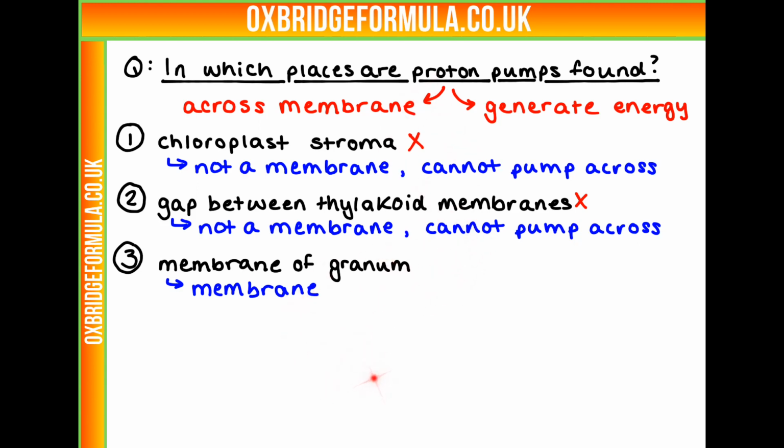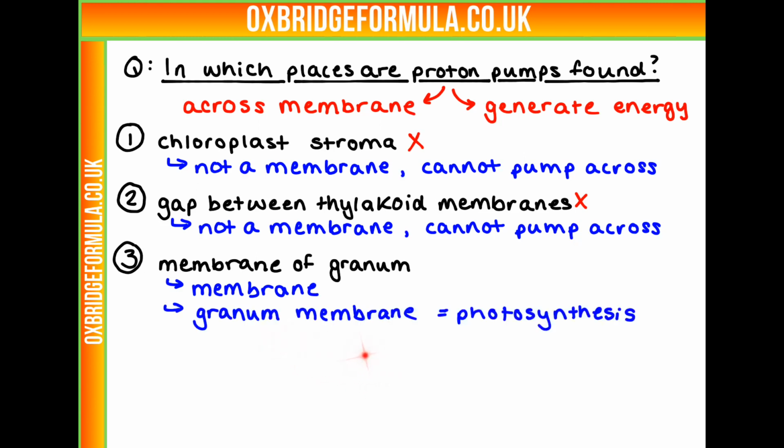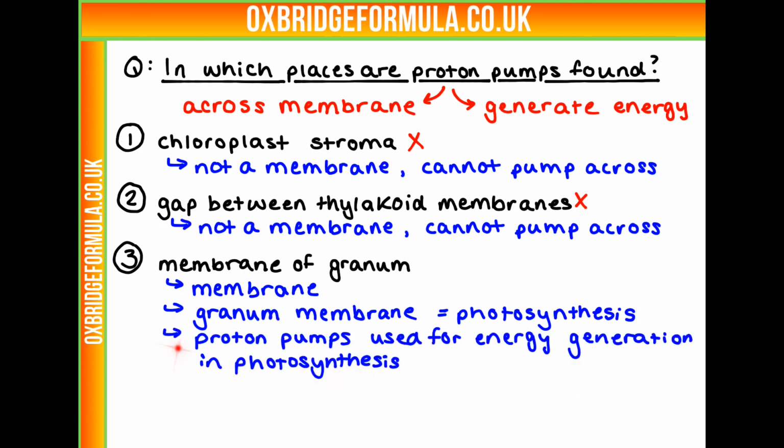Well, what does this membrane do in the granum? Granum membrane is the site of photosynthesis. This is an energy-generating reaction, so proton pumps are going to be used here to generate energy for photosynthesis. And we give this a big tick. As we know that only 3 is correct, that must mean our final answer is E.